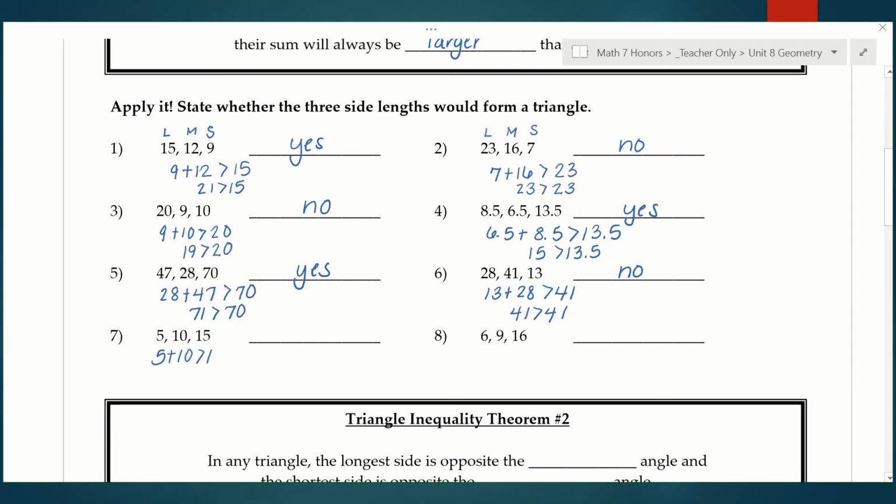5 plus 10, is that greater than 15? Nope, for the same reason. Can't be equal. And our last one, the two smallest added together give me 15, which is not greater than 16. Okay, so that is the first of the triangle inequality theorems.